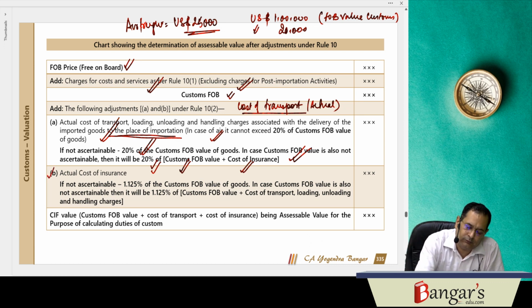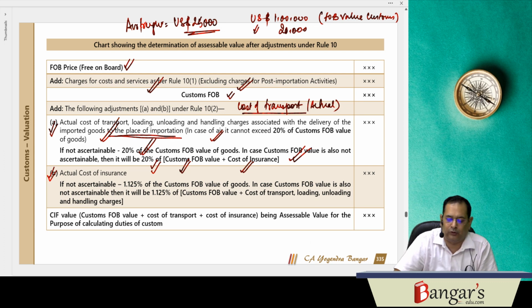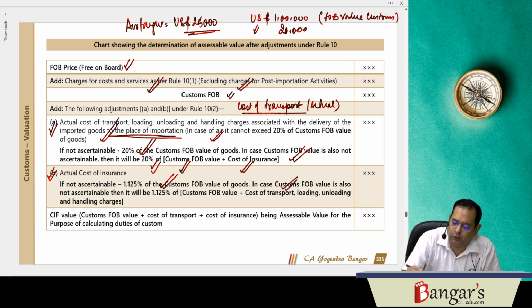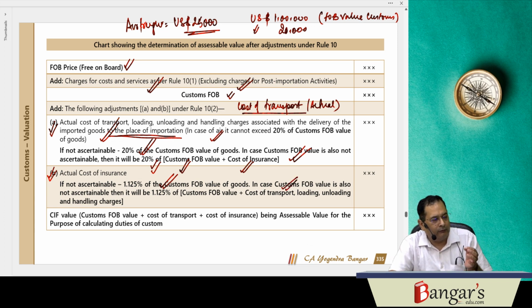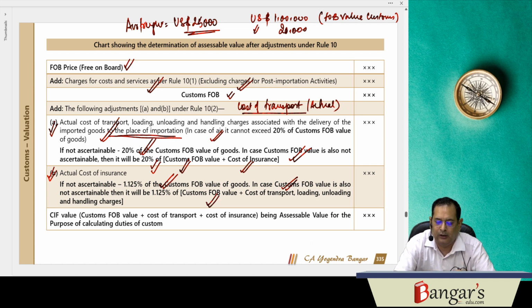Then second, what is to be added is the actual cost of insurance. Actual cost of insurance is to be added, and if the same is not ascertainable, it will be 1.125% of the customs FOB value. It will be 1.125% of the customs FOB value, and in case the customs FOB value is not ascertainable, then it will be what? 1.125% of the customs FOB value plus cost of transport, loading, unloading and handling charges. It is 1.125% of say customs FOB value plus cost of transport, loading, unloading and handling charges.